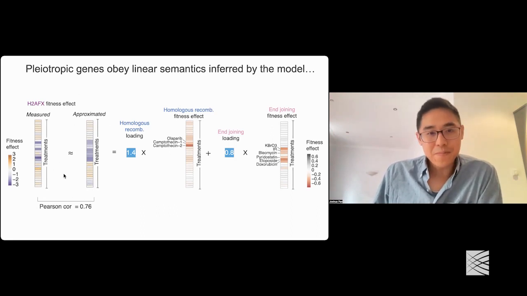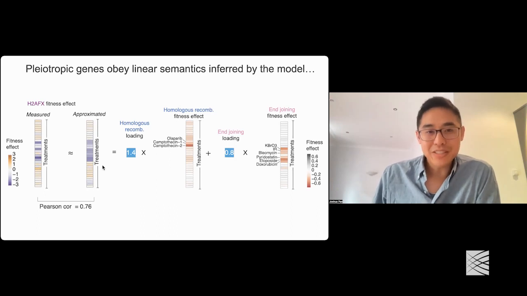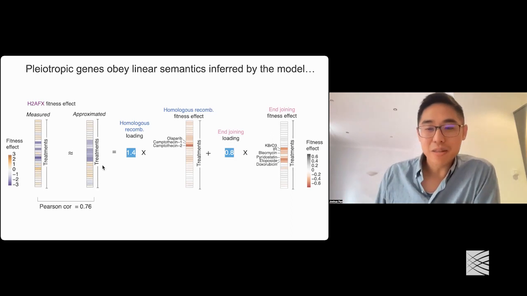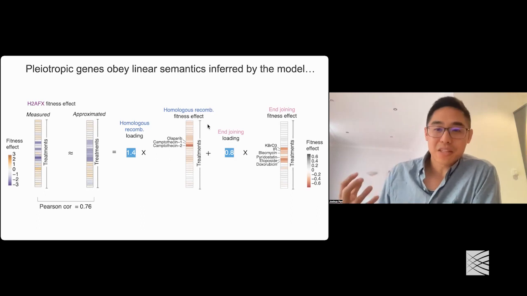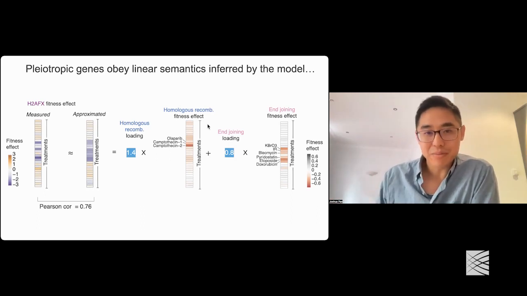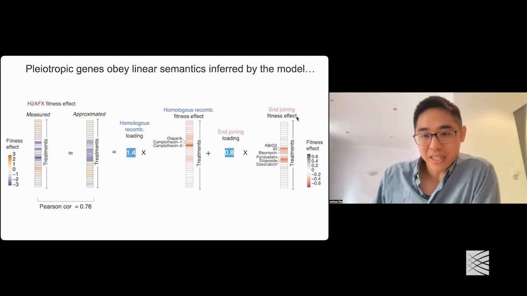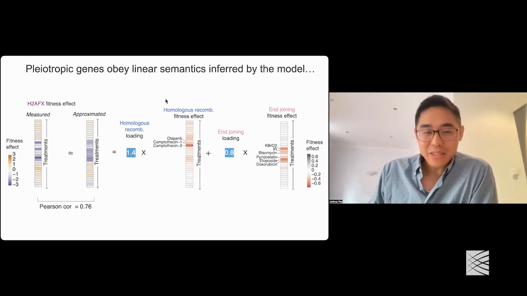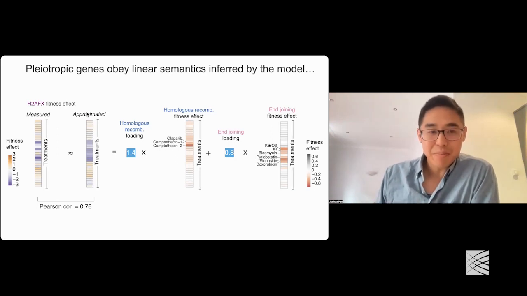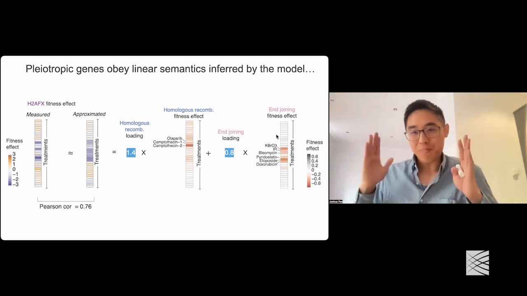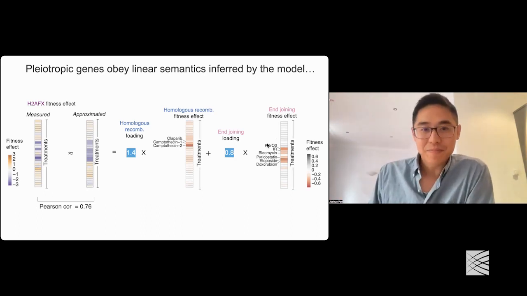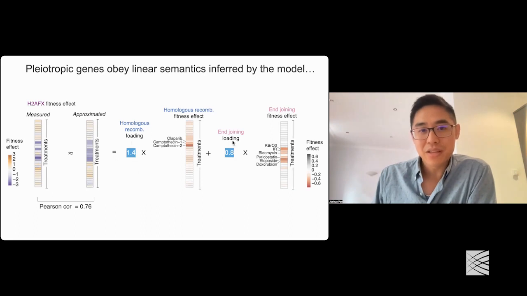It's pretty similar, but what's special about this approximation is that it's a linear combination of 2 out of the 10 columns in the dictionary matrix. The first column captures the effect of homologous recombination, which we've learned automatically from the data. The second captures the effect of end joining, also learned automatically. What we get is a representation of H2AFX dependency, or fitness, as a linear combination of these 2 pathway elements added together. The mixing weights, or loadings, are represented here.